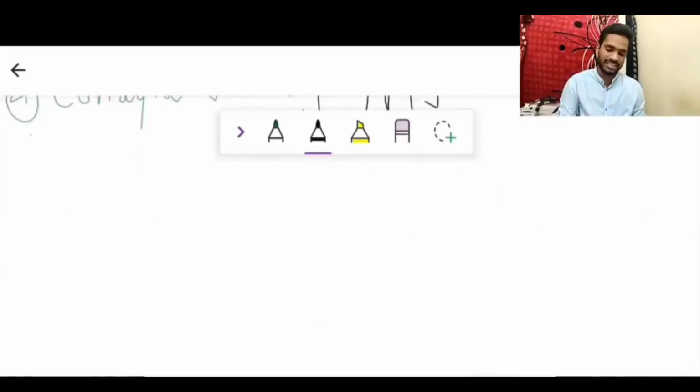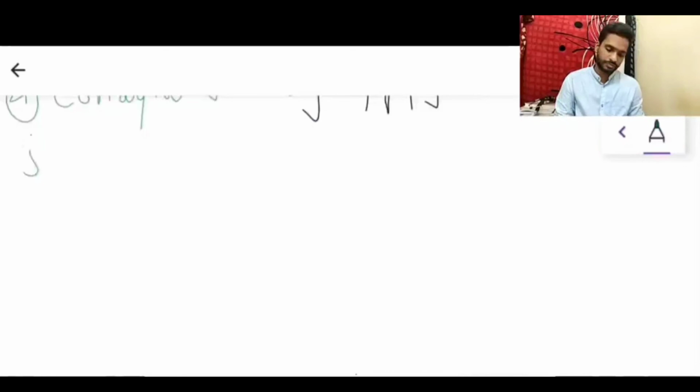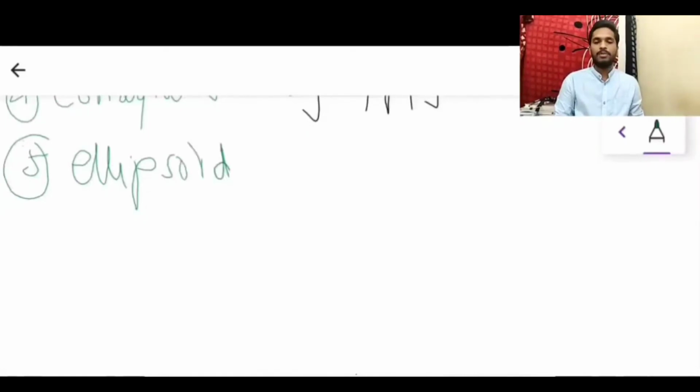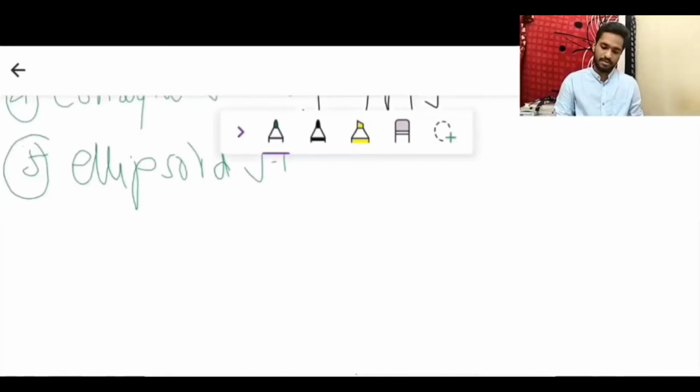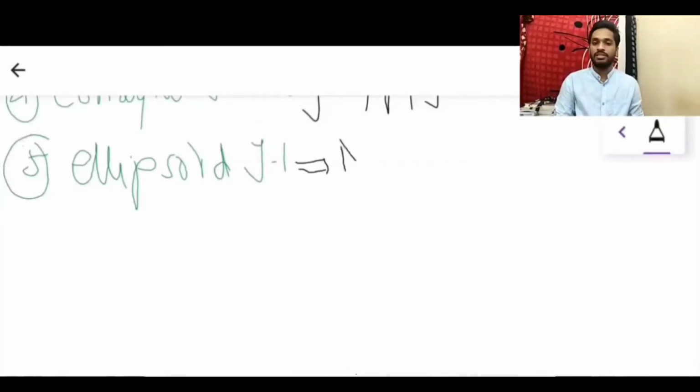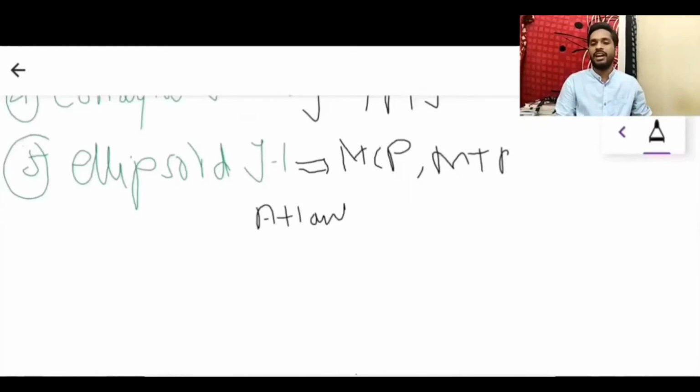Now next is the ellipsoid. Ellipsoid joint examples are the metacarpophalangeal joint, MCP, and the metatarsophalangeal joint, that is MTP, not the MTP in radiology. Another example is the atlanto-occipital joint. So the metatarsophalangeal joint and the atlanto-occipital joint are examples of ellipsoid joint.